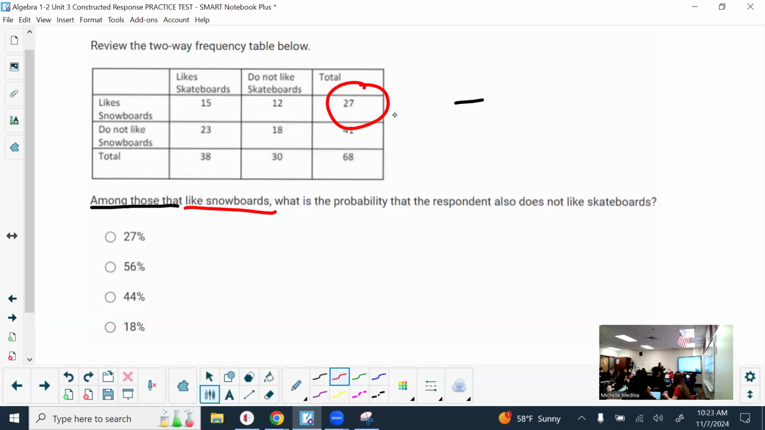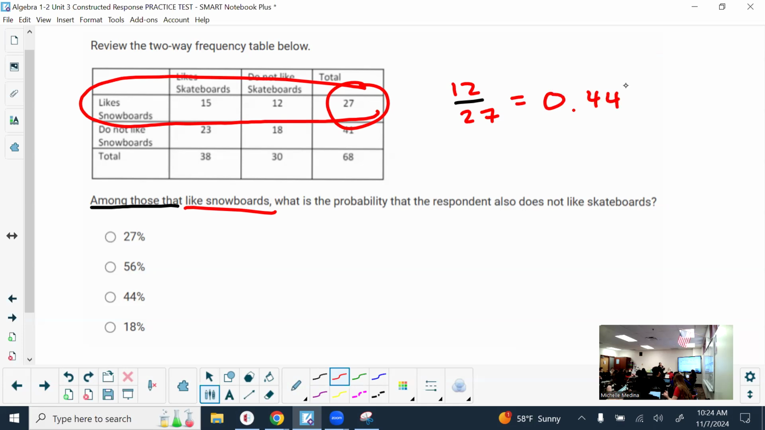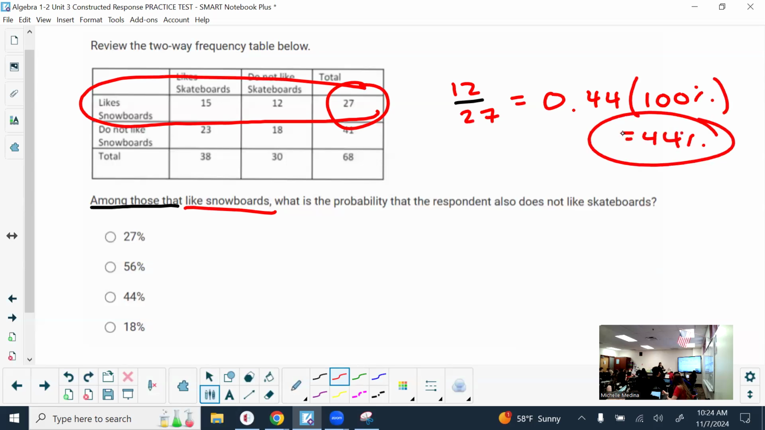27 like snowboard. How many total like snowboard? So out of those people, what is the probability that the respondent also does not like skateboards? So out of these people, how many do not like skateboards? So that is what we are dividing. When you divide it, you should get 0.4 repeating. And to make it a percent, I just times it by 100%. And then that's my answer.